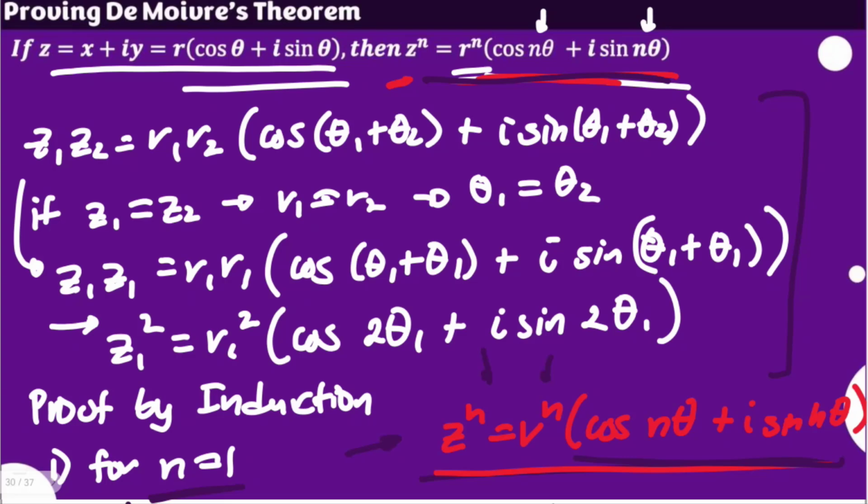And even later on, we're also going to talk about the root. This means the square root or nth root of z. We also have another version of De Moivre's theorem for that, and we're also going to prove that in that specific video.